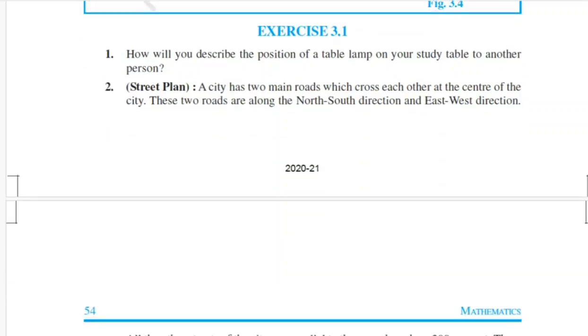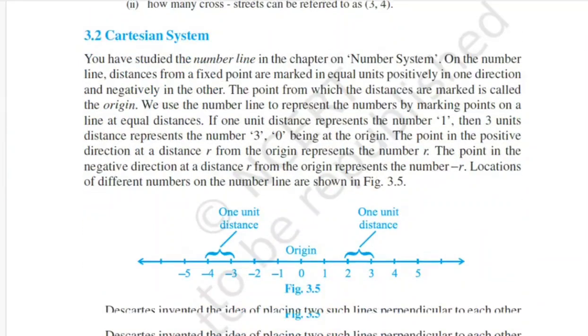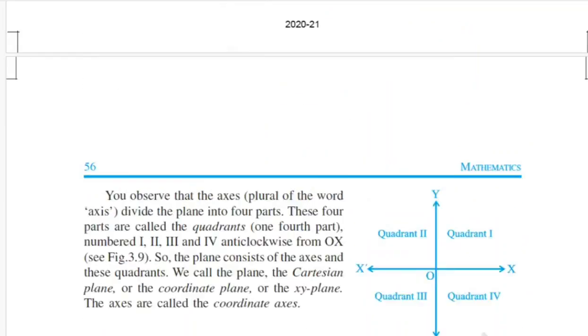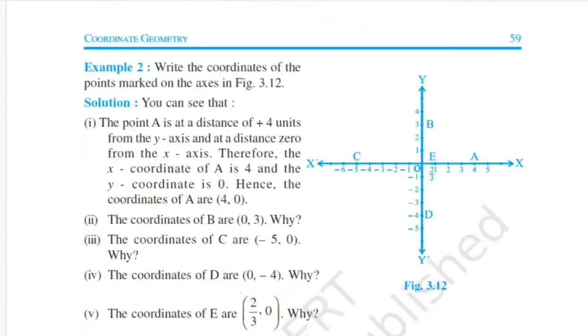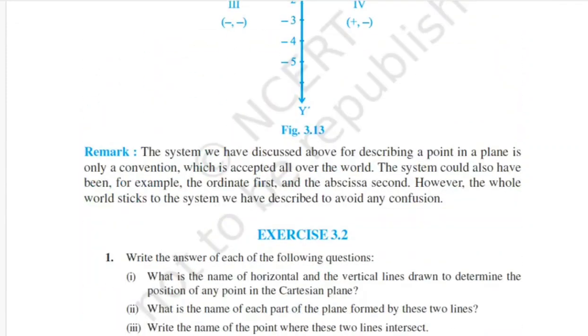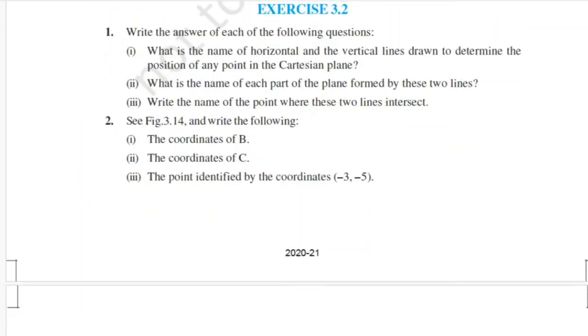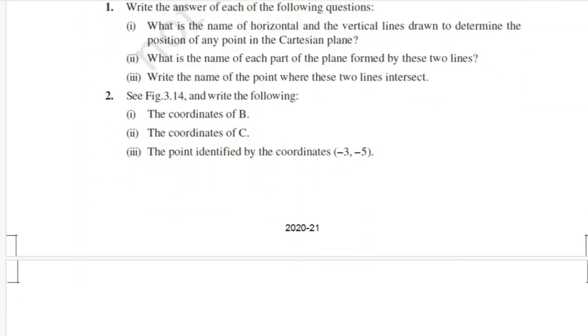So exercise 3.1 is not so important, so you can skip. If I see exercise 3.2, I think there are some graphs you will get, but they will create the question. You will not get the ready-made question.